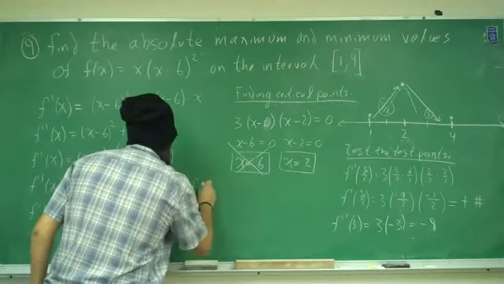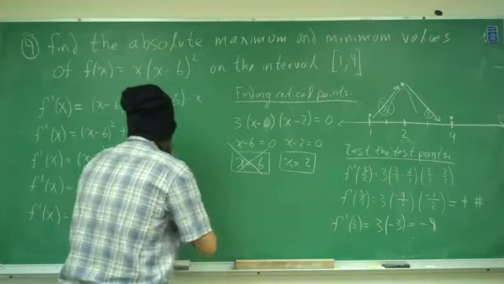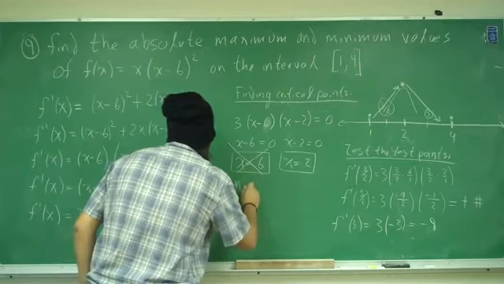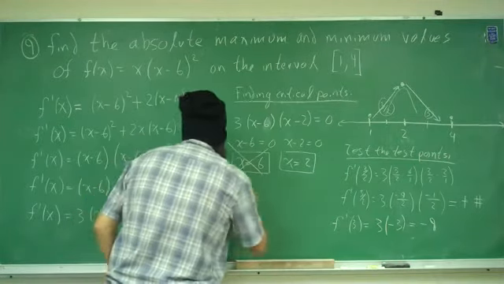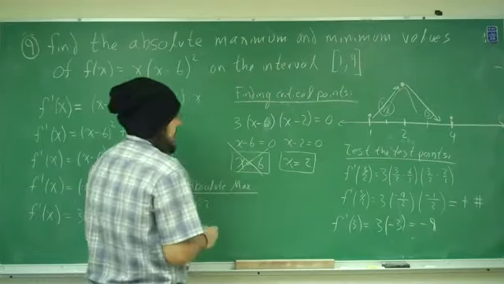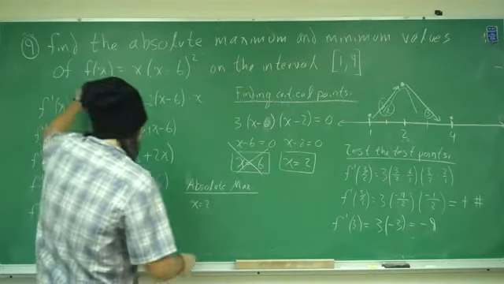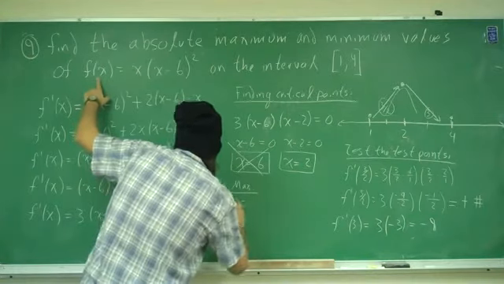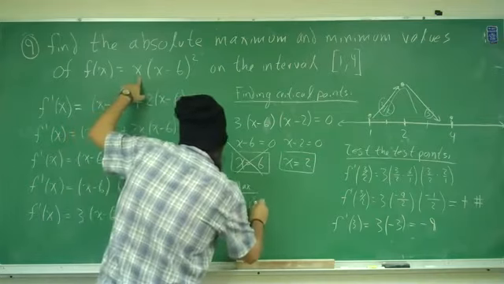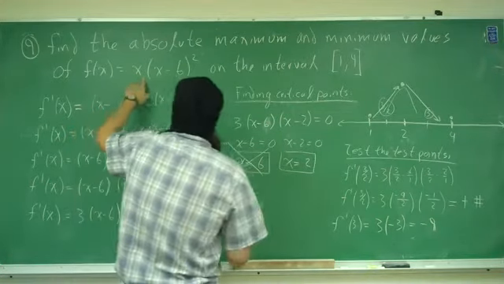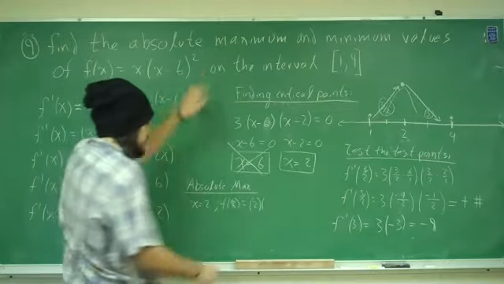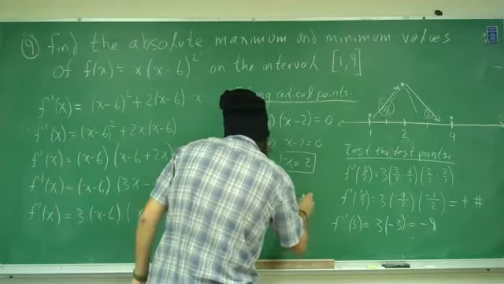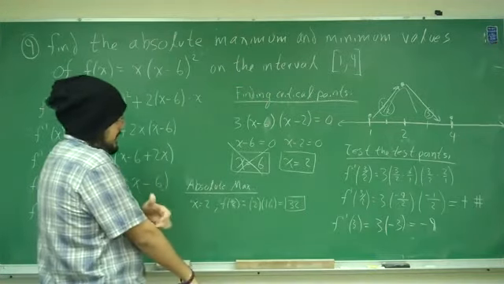Well, let's evaluate f of 2. So our absolute max happens at x equals 2. And what is it at x equals 2? So plug in. So that's f of 2. F of 2 is 2 times 2 minus 6, that's minus 4, but minus 4 squared is 16. And 16 times 2 is 32. So our absolute max is 32.